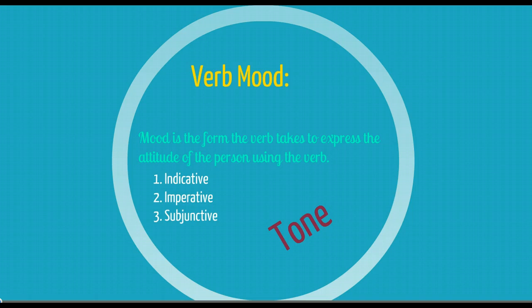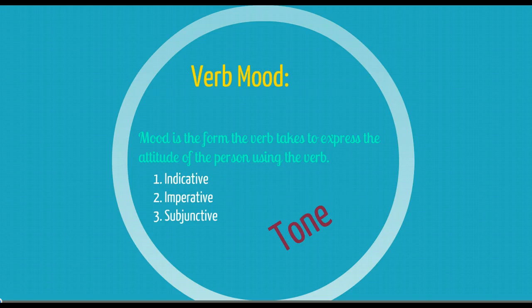But really, when we look at mood, it's the form the verb takes to express the attitude of the person using the verb. And I have written down there as the tone. Right? When we talk about tone being the author's attitude or feeling towards the subject in the poem, or feelings towards the content of the story, the characters in the story. And we use attitude with tone. So think of verb mood as really the tone of use for the verb, and that can kind of help you think of, okay, I'm looking at attitude.